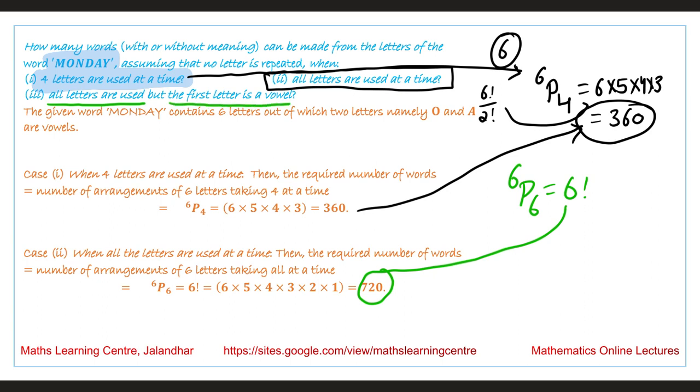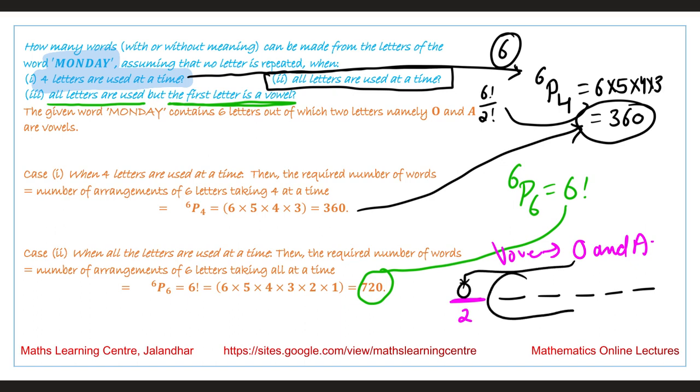And last is all letters are used but the first letter is a vowel. The vowels we have over here are O and A. So at this first place, we have two options. Now for the rest of the 5 places, we are left with 1, 2, 3, 4 and 5 places. Suppose O is used over here. Now the letters left are 5, so the number of ways we can arrange is 5P5, that is equal to 5 factorial.